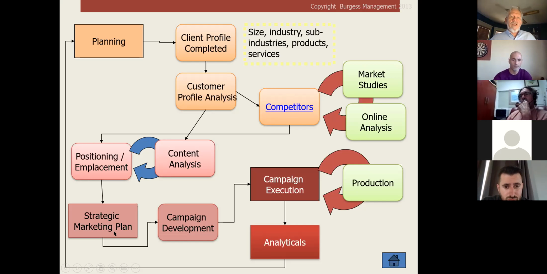Then you've got a strategic marketing plan. You do the campaign development, and you're finally at execution. And then the analytics go all the way back to the front, to the top.